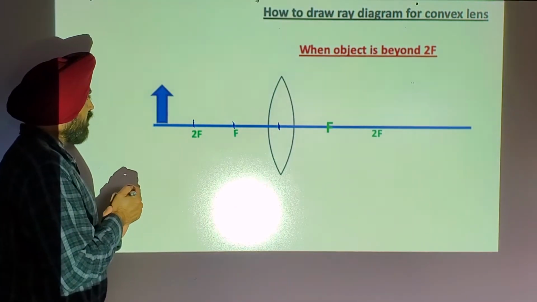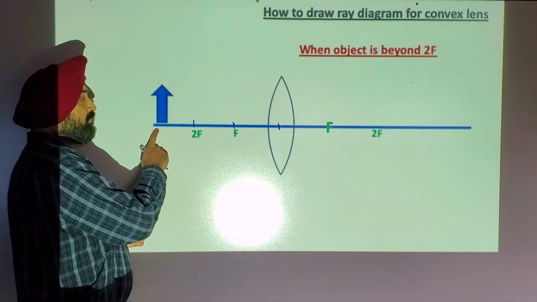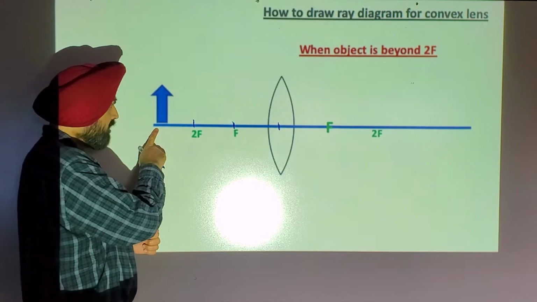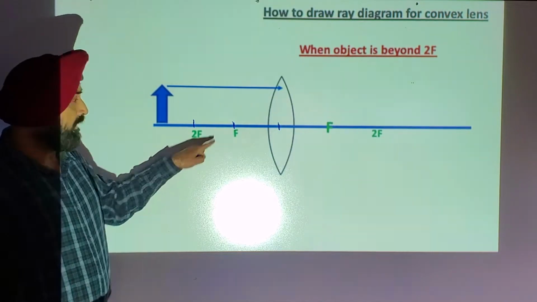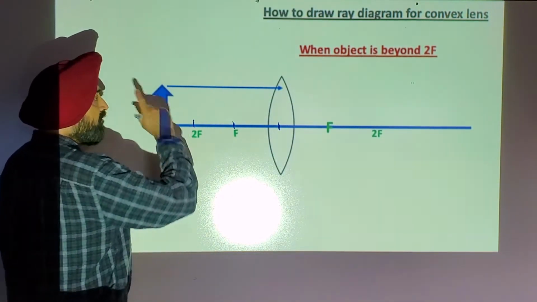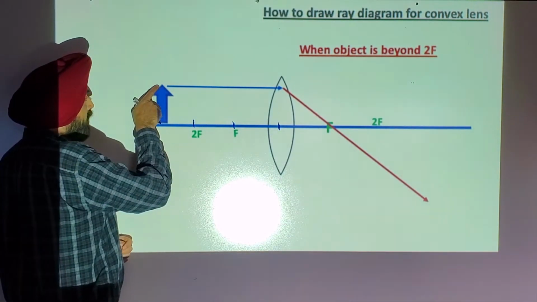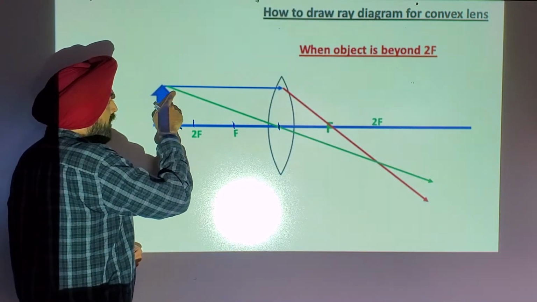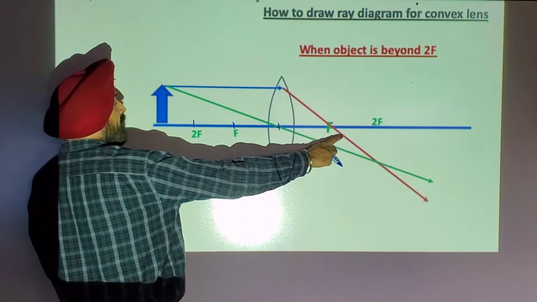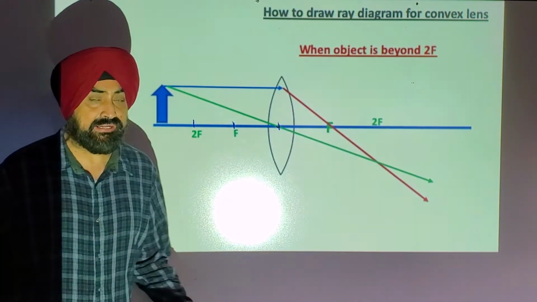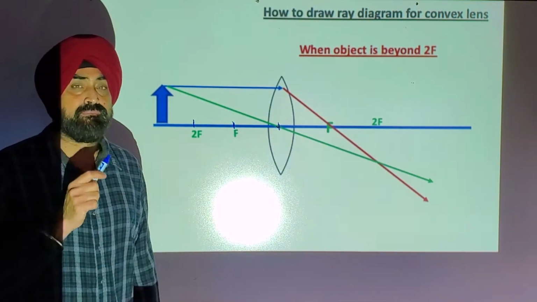So how do we draw a ray diagram to find out where the image will be formed when the object is placed beyond twice the focal length? Draw one line parallel to the principal axis, and once it strikes the lens, it will refract and pass through the focal point. Second, from the top of the object, draw a line which passes through the center of the lens. Now you see these two refracted lines meet at one point. Where these two lines meet, the image will be formed.